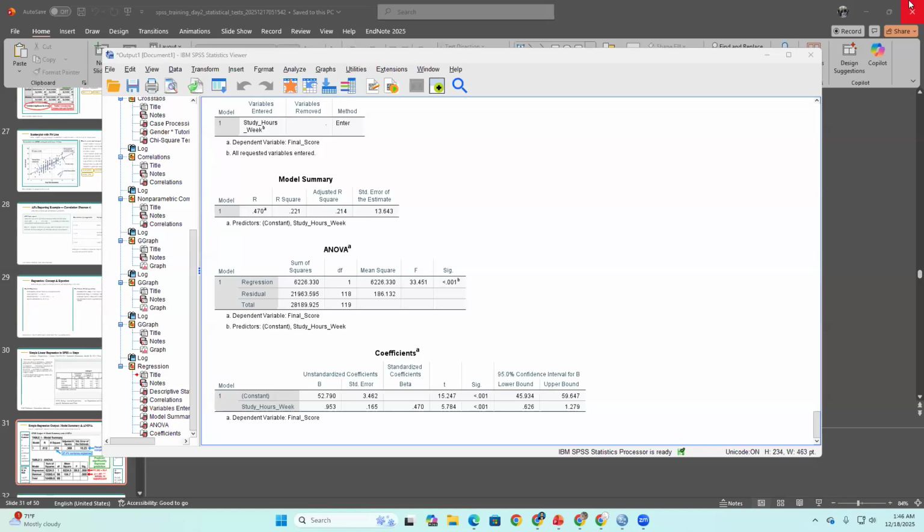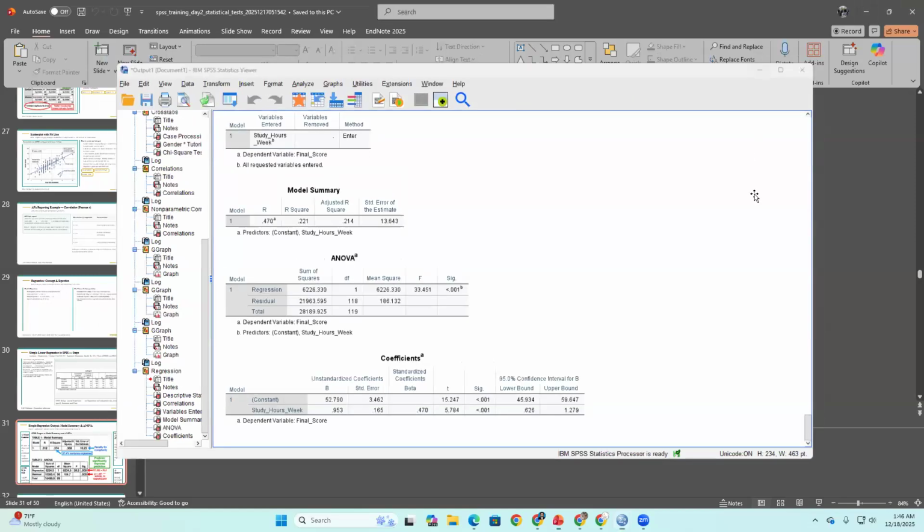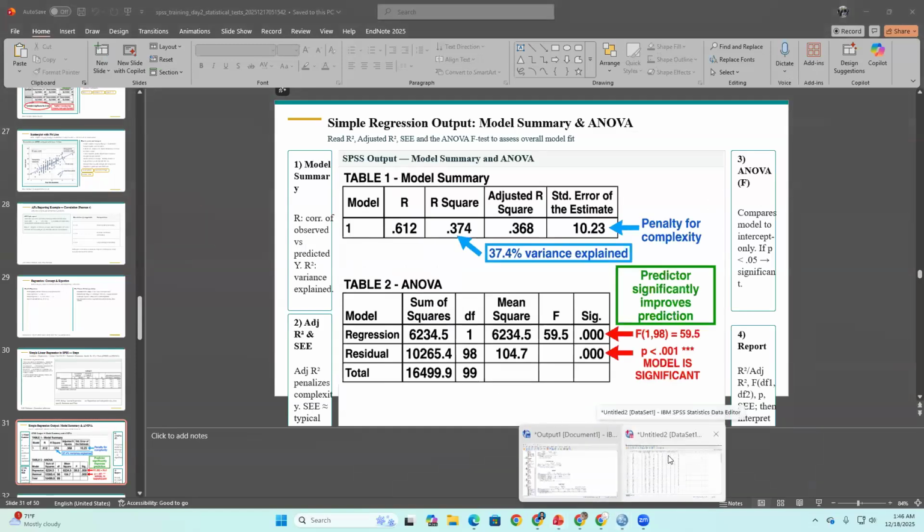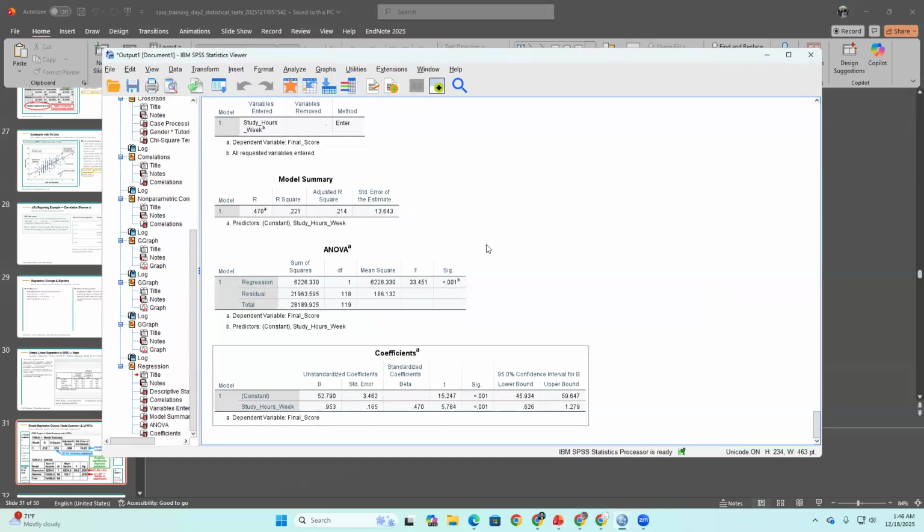So this is how you can perform different types of regressions. Now you can see the simple ANOVA output in your SPSS also. In the same way, you can interpret whether this model is significant or not. Now your p-value is 0.001. What does that mean? Is our model significant or not? Highly significant. Yes, exactly, highly significant.